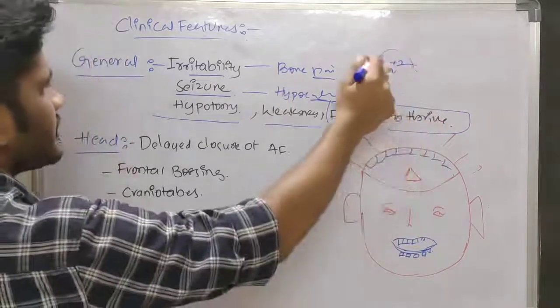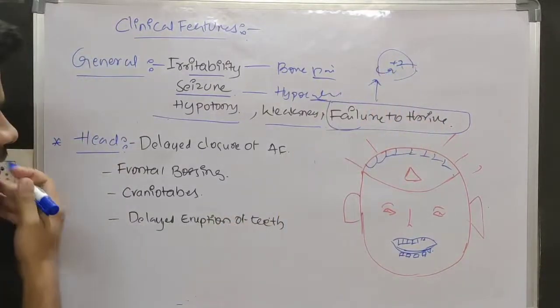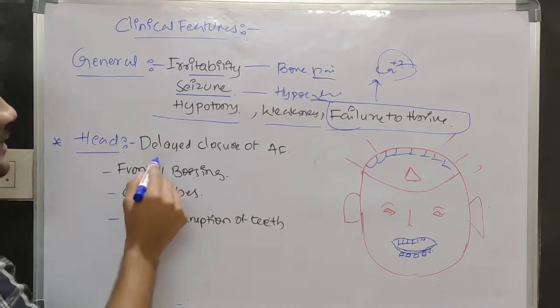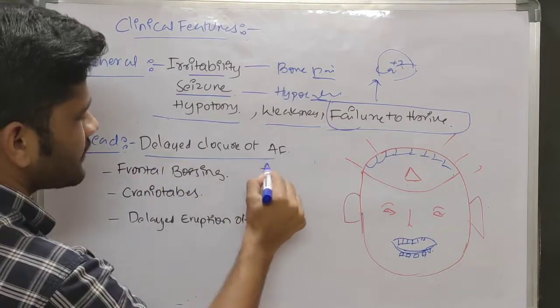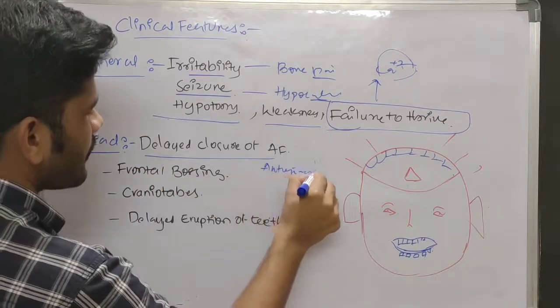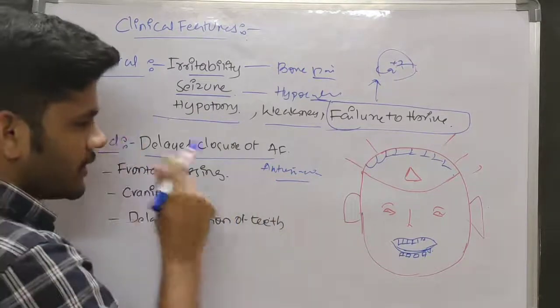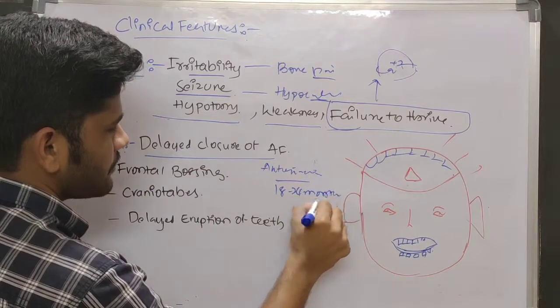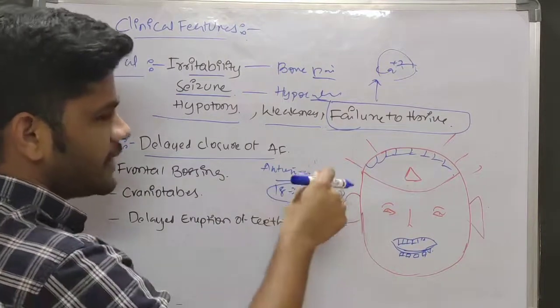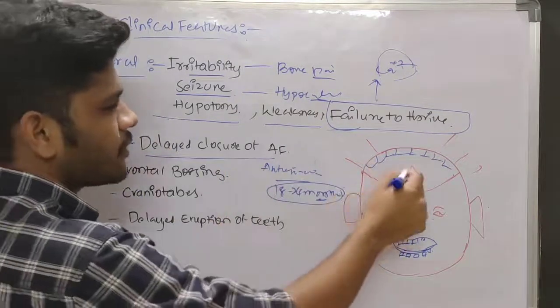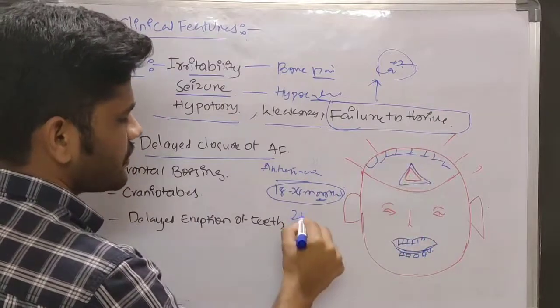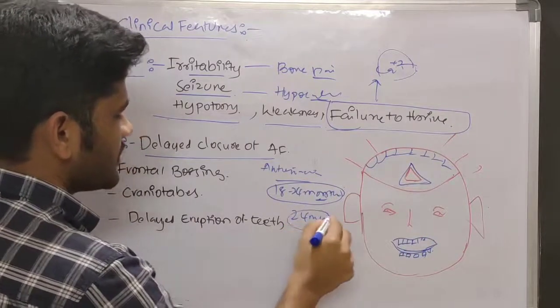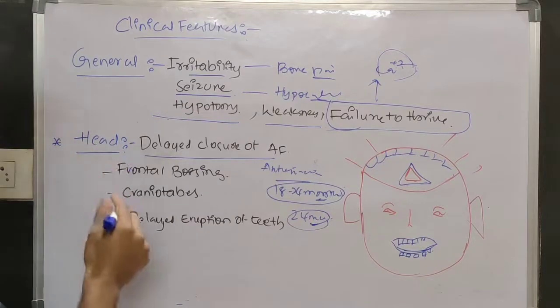And also, in particular in the head, there is a delayed closure of the anterior fontanelle. Generally, the anterior fontanelle closes at the age of 18 to 24 months. But in case of rickets, the anterior fontanelle won't close even after 24 months. So this is one of the clinical features in the head.